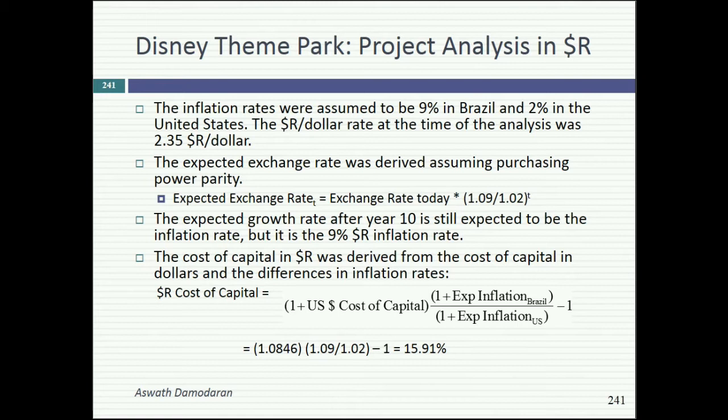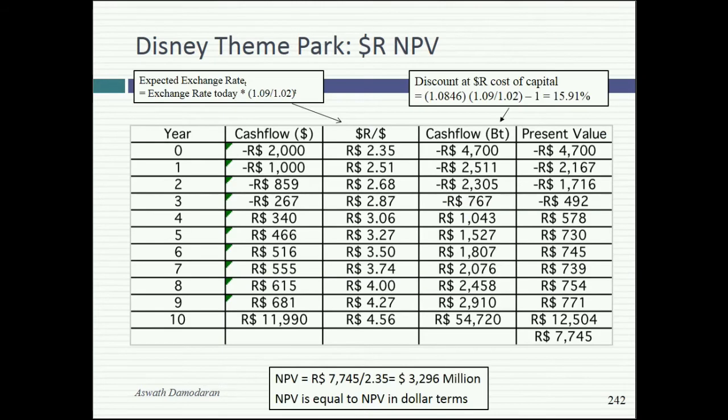To get my expected exchange rates, here's what I do. I take the exchange rate today, and I allow for the fact that the real has a higher inflation rate than the dollar. So basically, each year, I allow for that 7% depreciation against the dollar. And it builds over time, because it's 7% in year one, then 7% on top of that in the next year. So each year, you're going to see the real depreciate. Here's what the numbers look like.